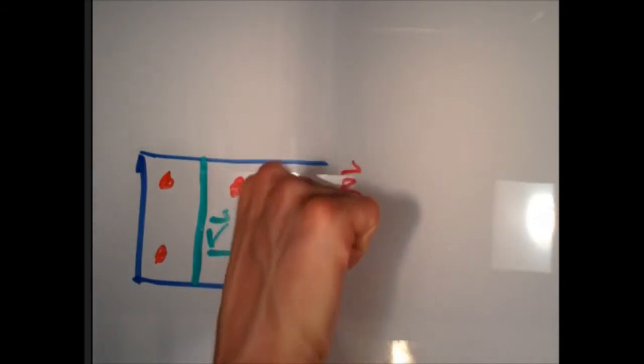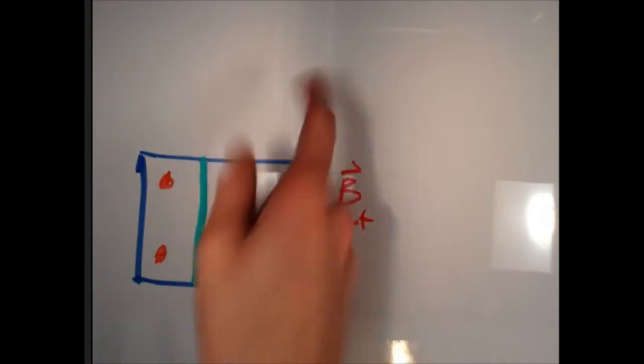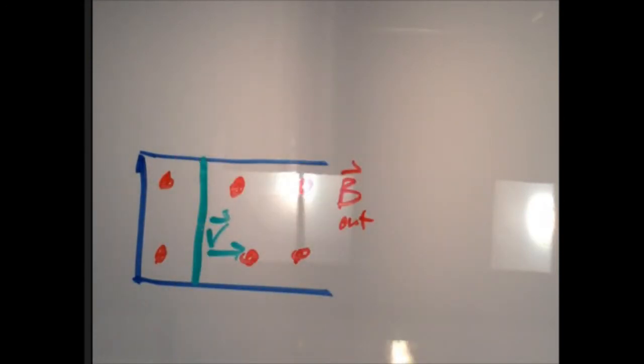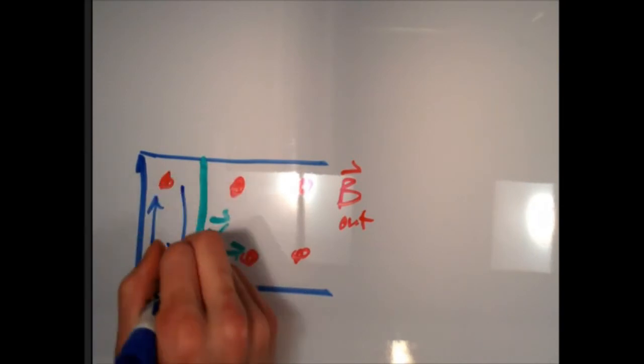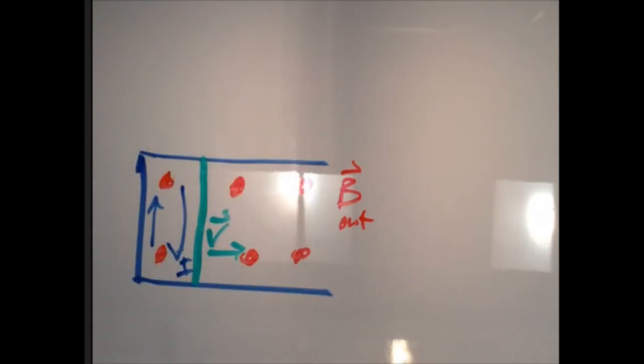And so if I'm increasing the amount of flux out, it's going to try and give itself a flux in. So if I point my thumb in, I'm going to curl around, and I'm going to get an induced current that's going to run like this, clockwise.